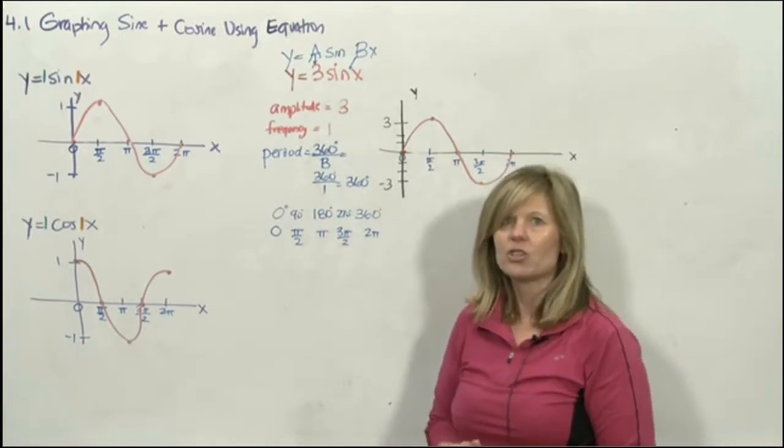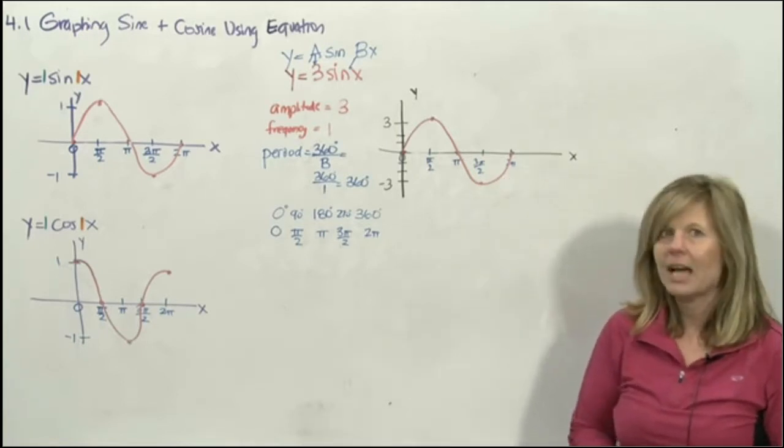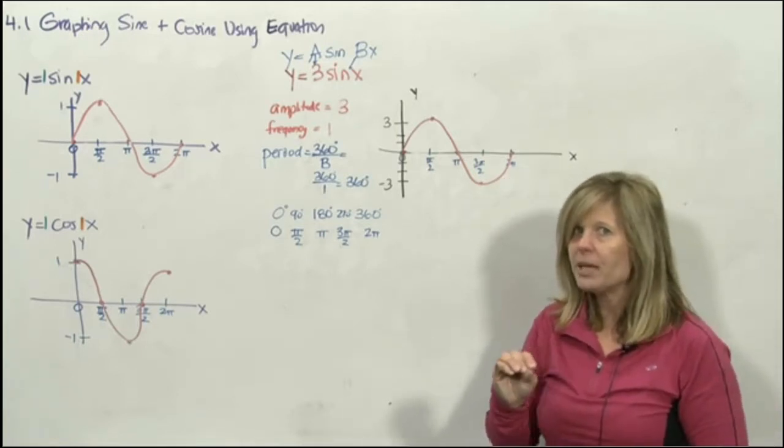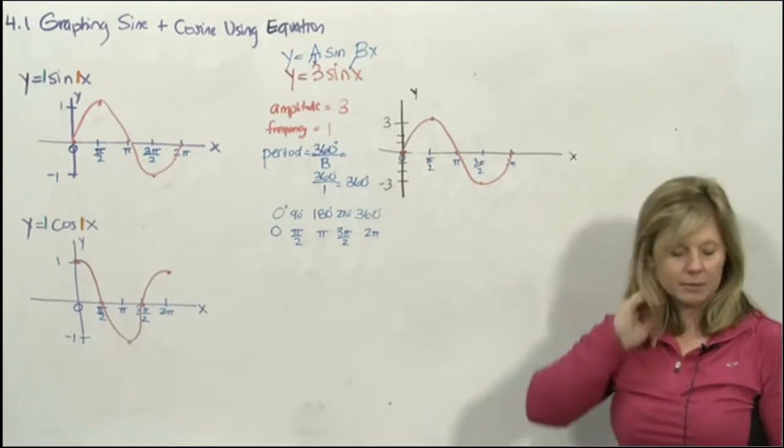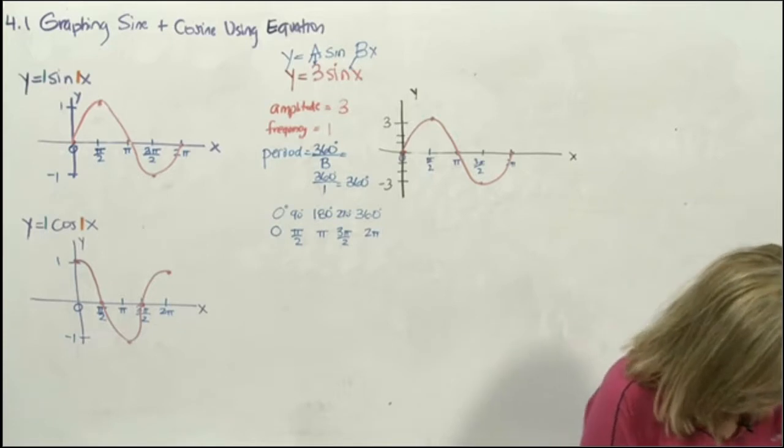That's a transformation. The hardest part's going to be setting up the axis with the radian measure. All right, let's try the next one.